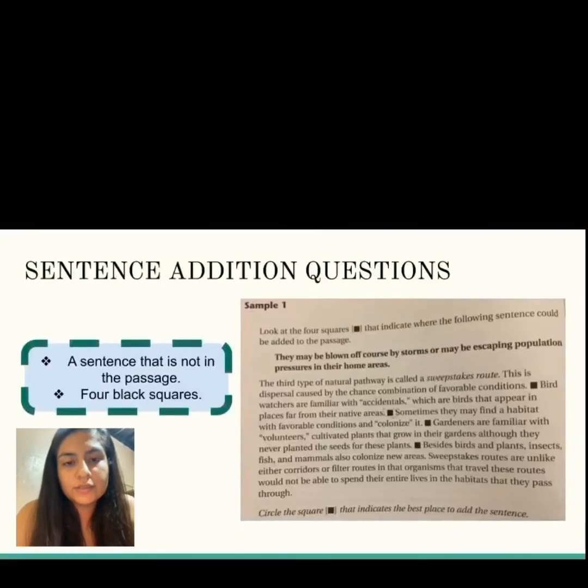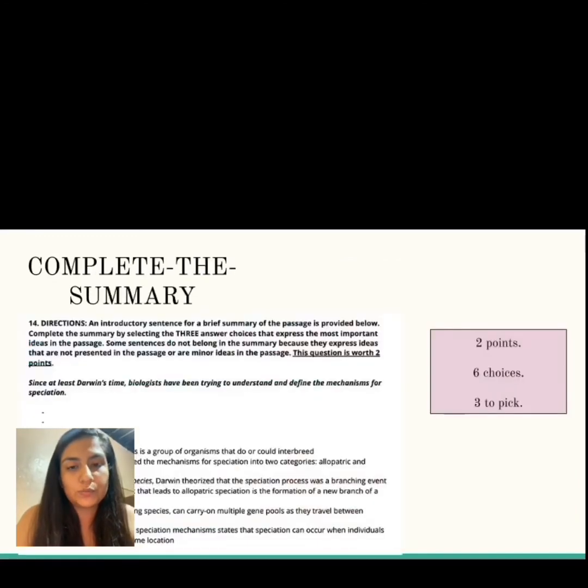Second to last, we have the sentence addition question. In this part, we're going to have a paragraph with 4 black squares and a sentence that is not in the passage. We have to look for the correct place and we just have to click on the black square to put it.